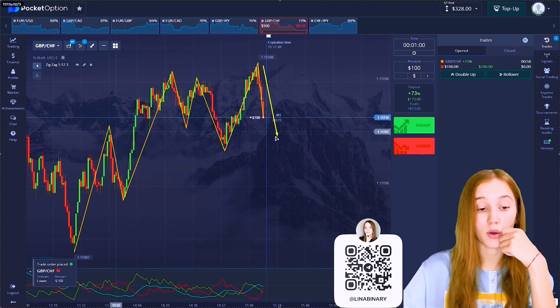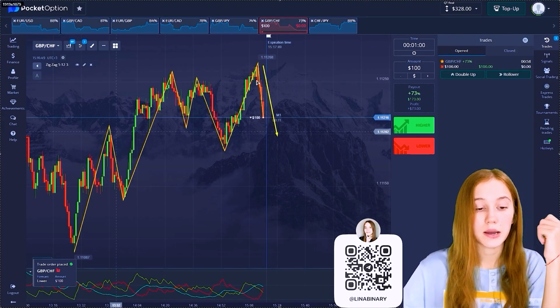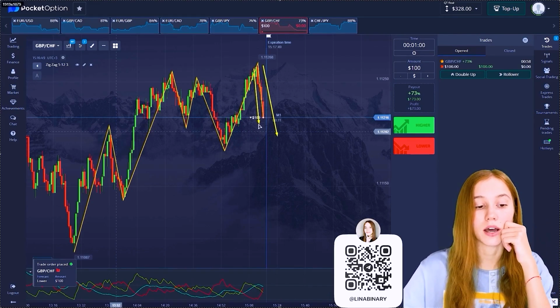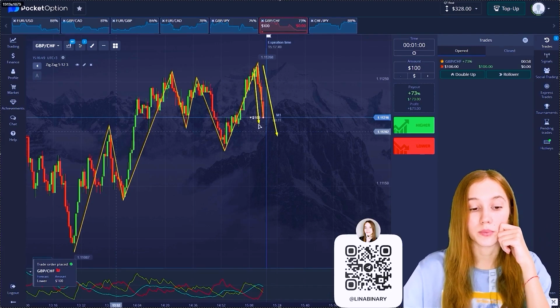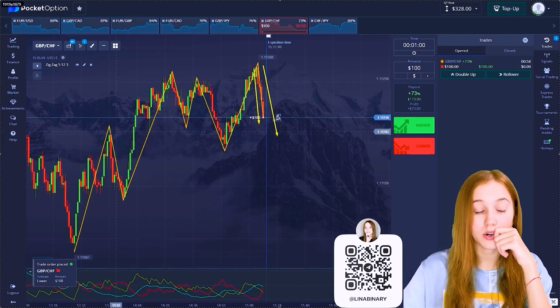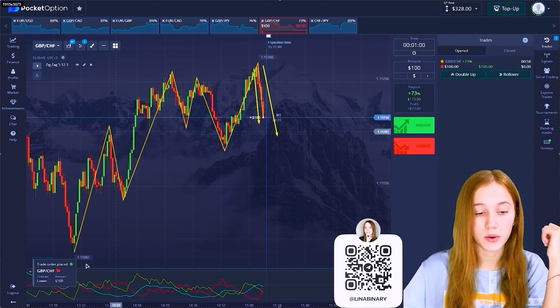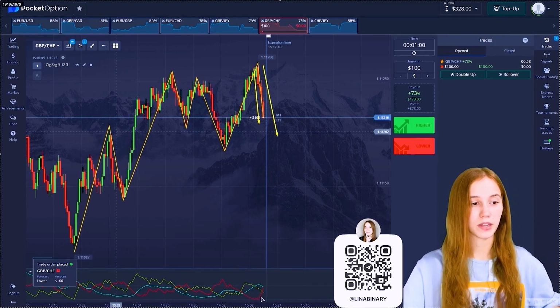A quite confident deal. By zigzag, we see that it's corrected, and we have a downward trend. We're moving in the down position. According to the ADX indicator, we see that our downward trend completely prevails over the upward one. Cool.